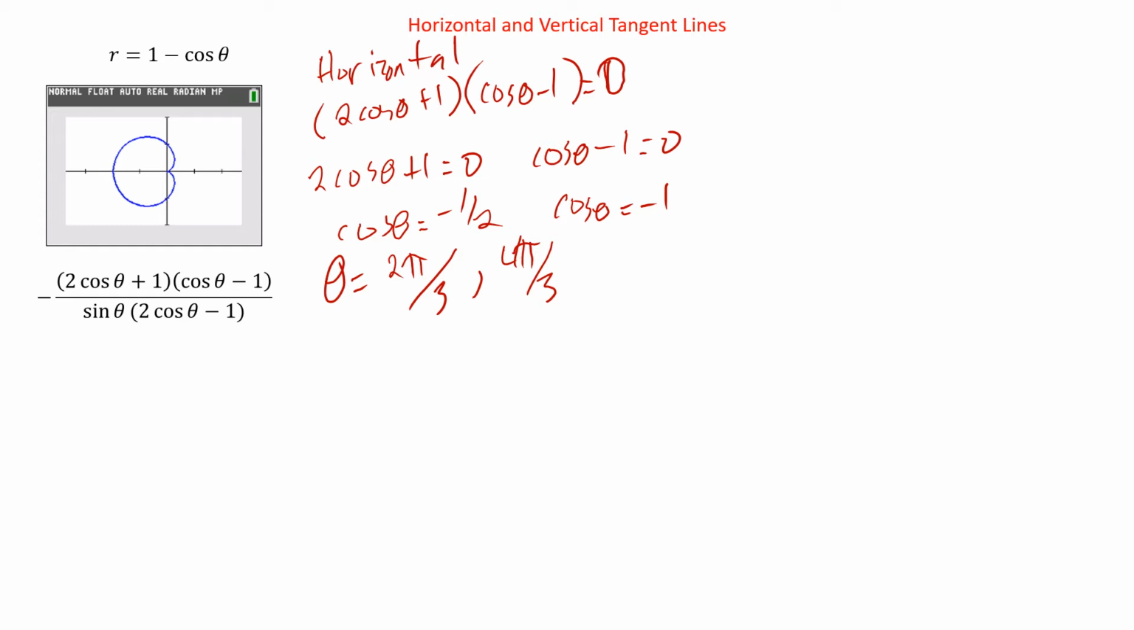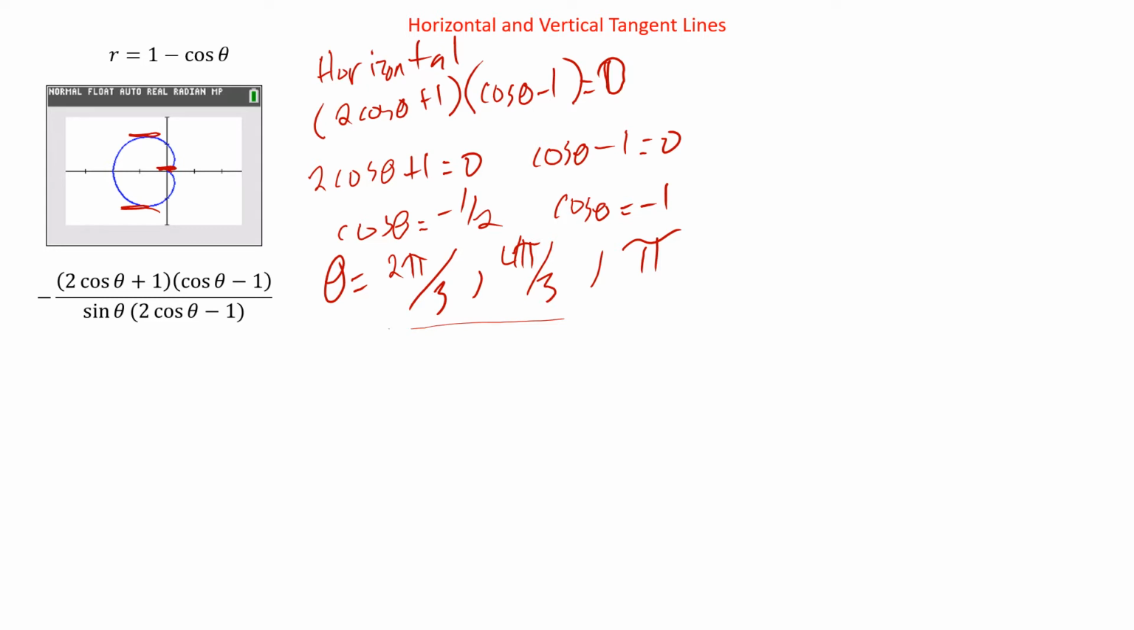And where's cosine equal negative 1? Well, that is 3 pi over 3. That's negative pi, or pi gives us negative 1. So here, the angle would be pi. So these are the places where it has a horizontal tangent. Now, on our graph, that would happen here and here. That's the pi over 3's. And then pi is right there. It actually has a horizontal tangent right there.